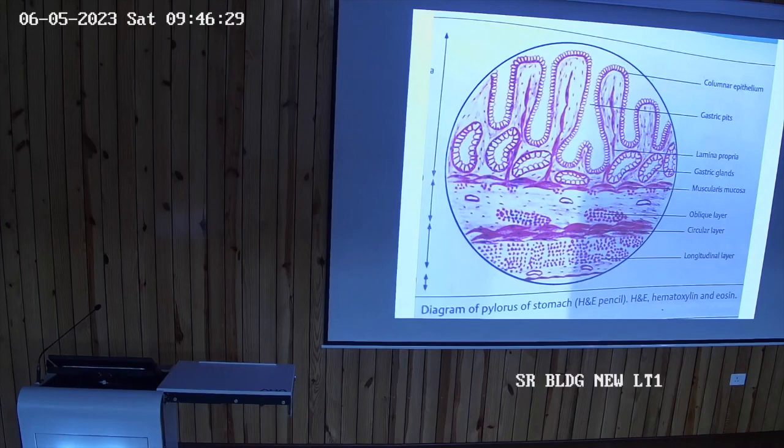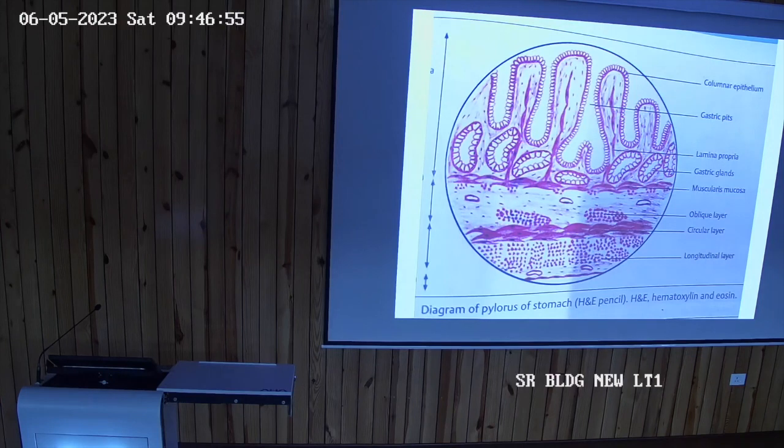So, this is the section of, again, how we will identify whether the slide section is of fundus part or pyloric part of stomach. First of all, whether the section is stomach or not. For identification of the stomach, see the parietal cells and chief cells. That is very important. Without seeing the parietal cells and chief cells, don't commit that the section is of stomach.